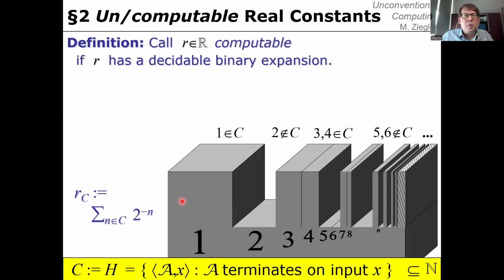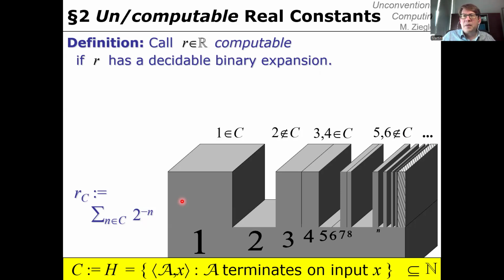So here's the formal definition of what we allow and what we prohibit. We allow only computable real numbers when creating optical computers in the next part. A computable real number is one which has a decidable binary expansion. An uncomputable real number is one which has an undecidable binary expansion, such as one coming from the halting problem.